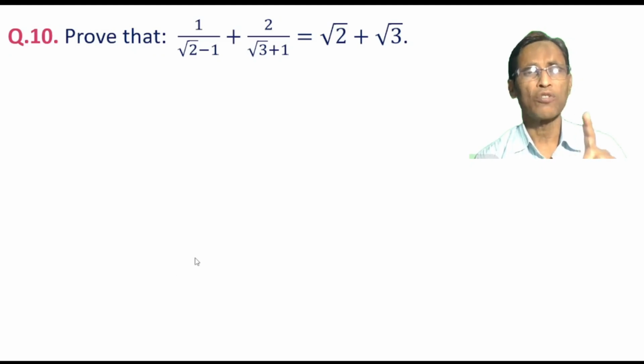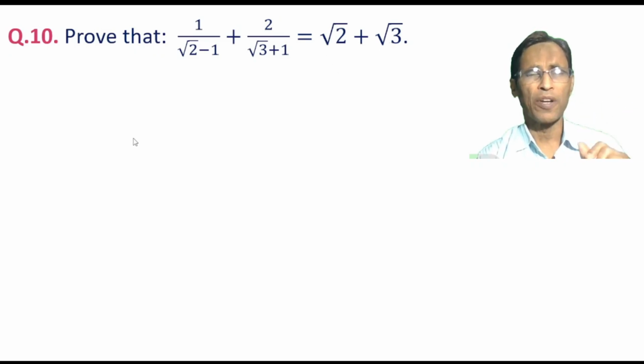Today we are going to work out some more problems based on irrational expression and equation. In this series, we take up first of all the question number 10. Prove that 1 by under root 2 minus 1 plus 2 by under root 3 plus 1 equal to under root 2 plus under root 3.